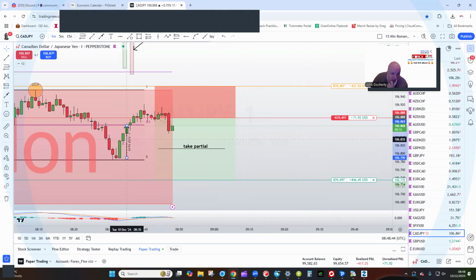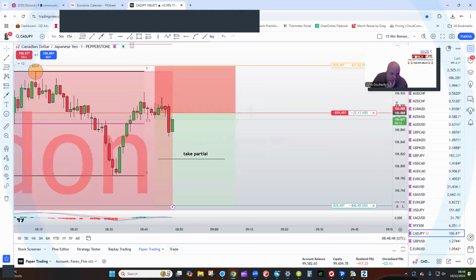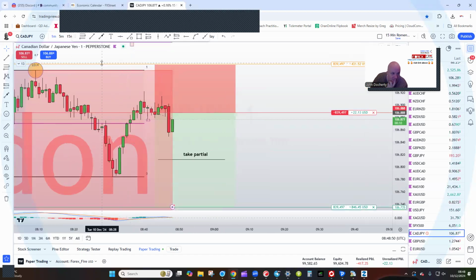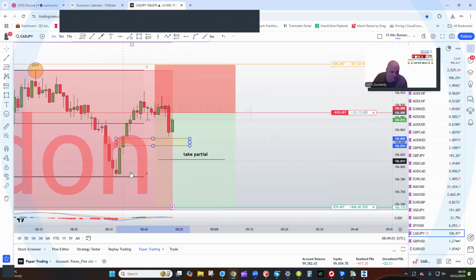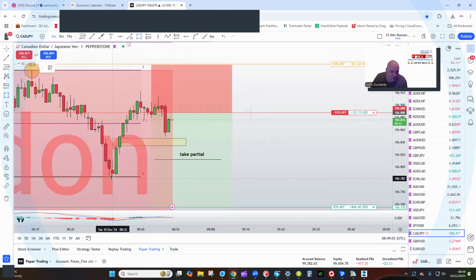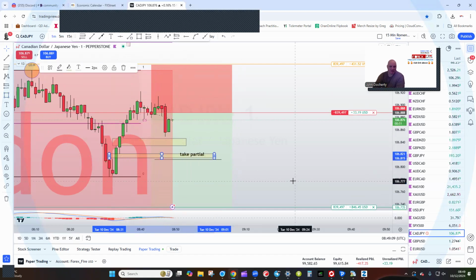Again, when we look at price action, okay, the low up to this high, we can see we've got on the way down, it may not even come to it, to be fair. We've got imbalance here. We've also got imbalance right here, just above that take partial area.